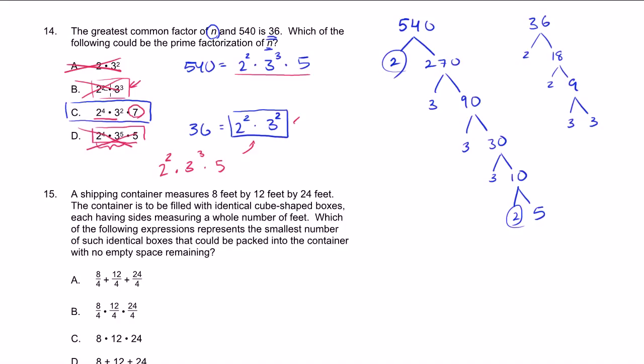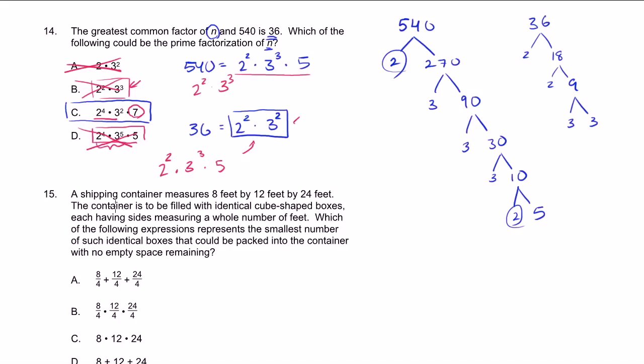And again, you can use the same argument on choice B. The greatest common factor of choice B and 540 is 2 squared, because 2 squared goes into both numbers, times 3 to the third, which is a very different number. It's 3 times 36. So that's the other rationale for why B is not a legitimate answer.